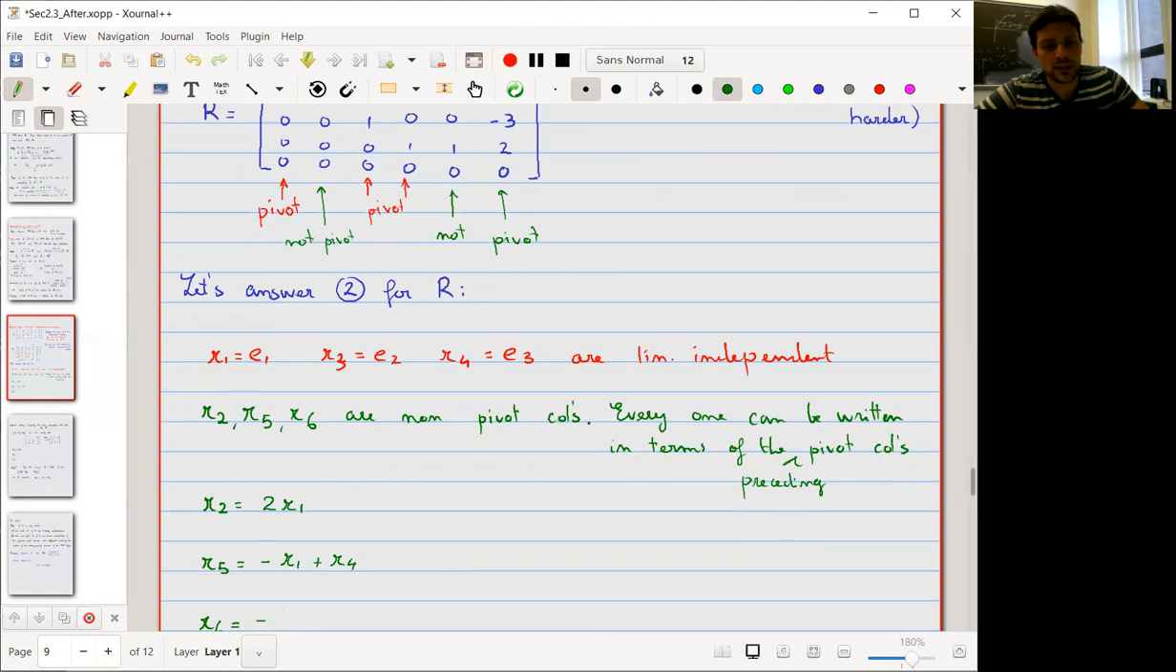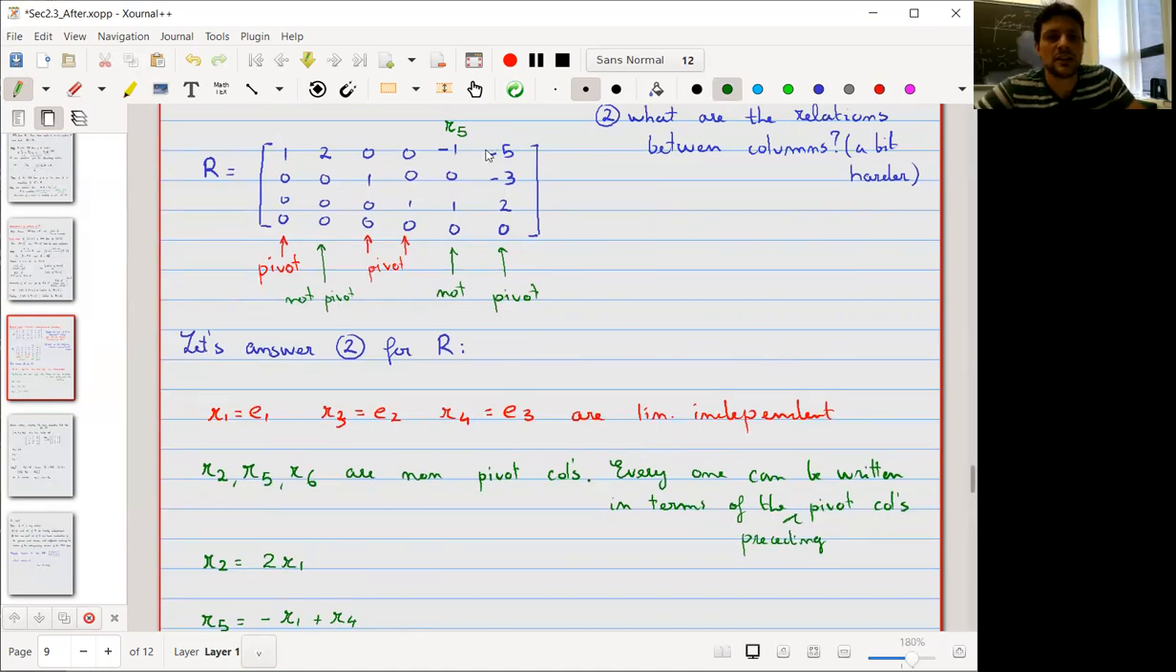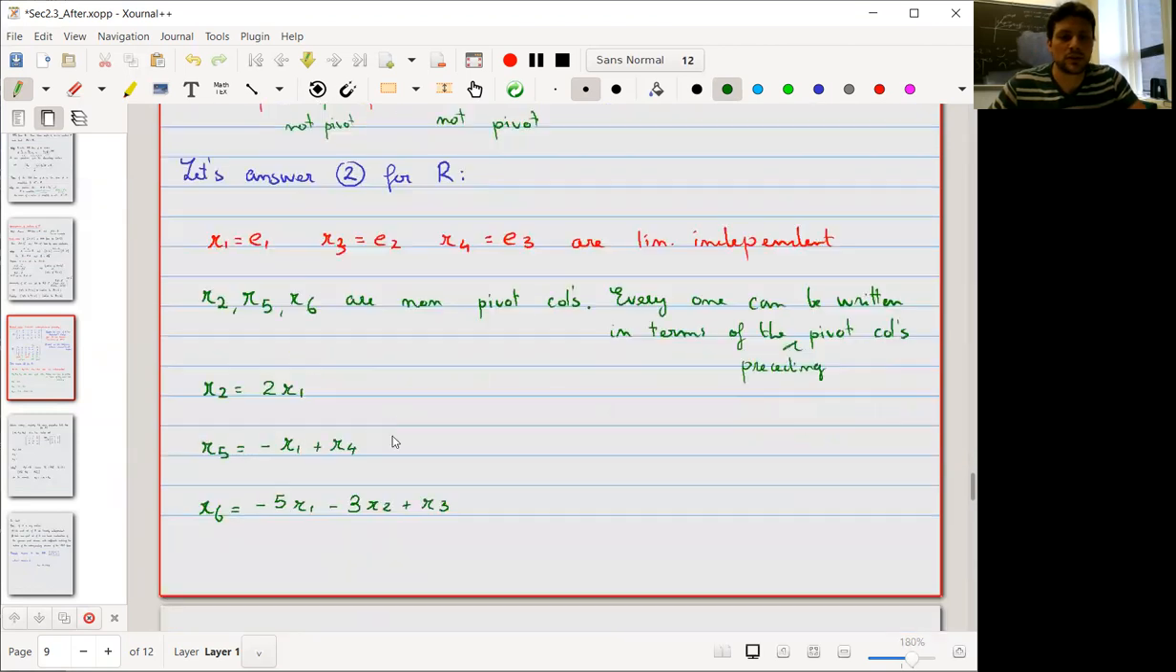This should be minus 5 R1 minus 3 R2 plus R3. Let's go back and check that I copied everything down. This is minus 5 R1 minus 3 R3 and 2 R4. So there's something slightly off. Minus 3 R3 plus 2 R4.